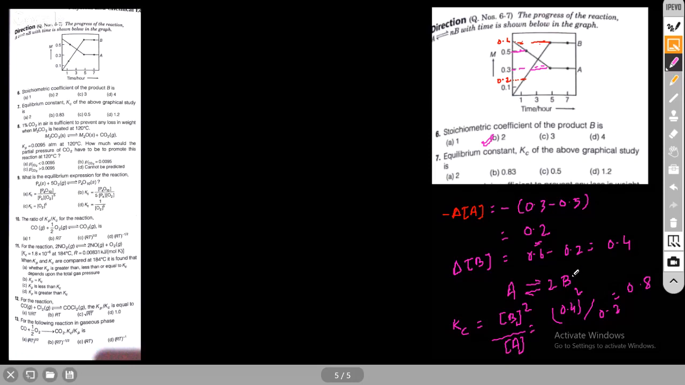Oh, just a second. 0.5, 0.3 is reacting. So concentration of B will be 0.6 here. So 1.6 into 6 divided by concentration of A, which is 0.3.